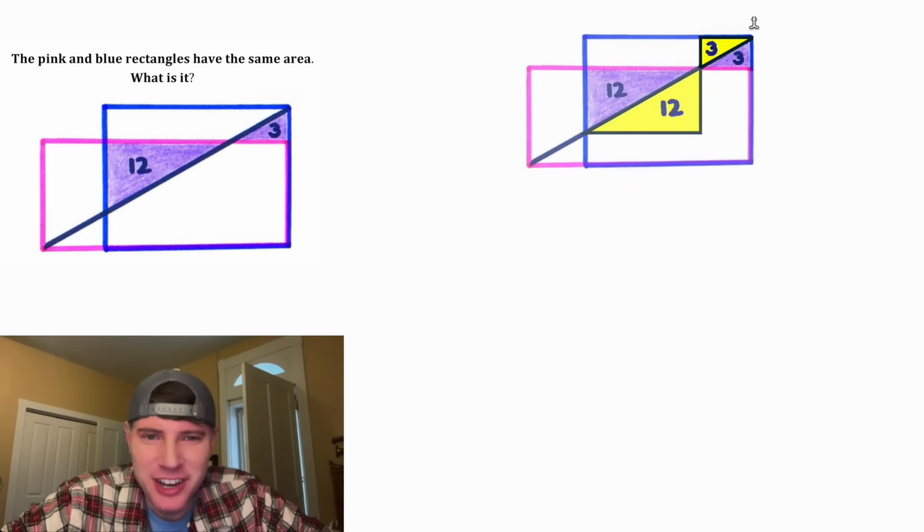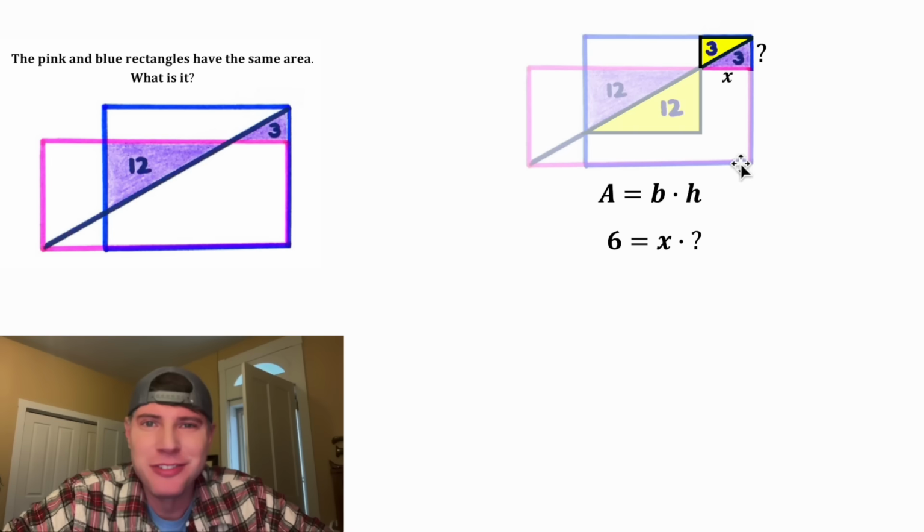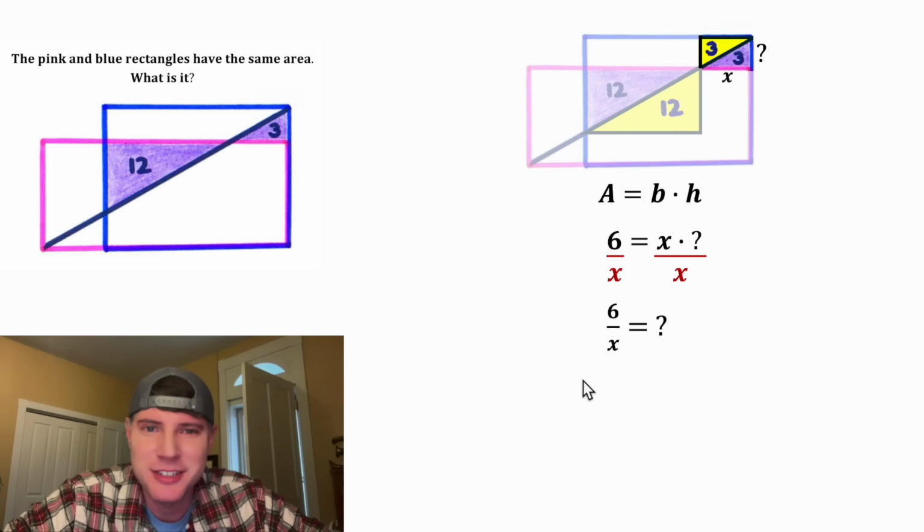Now let's focus on this little rectangle right here. Let's give it a base of x, and let's find an expression for the height. To do that, we're going to use the formula for the area of a rectangle. Its area equals base times height. For this rectangle, the area is equal to 6, the base is equal to x, and the height is equal to the question mark. From here, we can divide both sides of the equation by x, and we end up with the question mark is equal to 6 over x. So we can change this question mark into 6 over x.